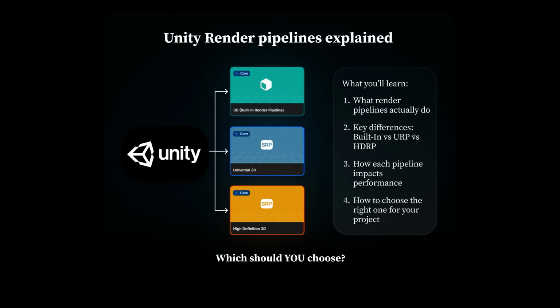Choosing a Unity render pipeline can feel overwhelming. Built-in, URP, HDRP, which one is the right choice for your project? In today's video, I'll break down each pipeline in a simple and visual way. We'll look at what each one is good for, the pros, the cons, and then finish with a clean decision tree so you can pick the right one every single time.